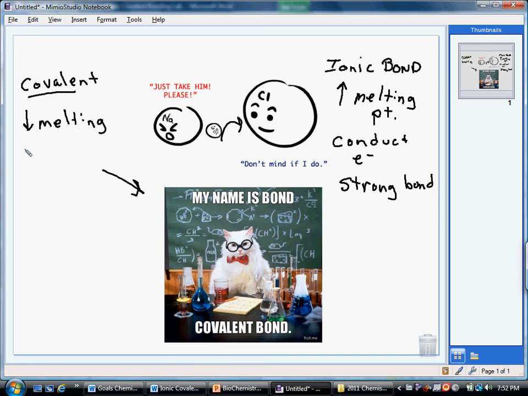These do not conduct electricity well, so I'm going to put non-conductors here. They do conduct some electricity, and you may have even experienced that when you ran the test on your sugar that was dissolved in the water, but they don't conduct electricity particularly well, and in comparison to ionic bonds, these are weaker bonds.